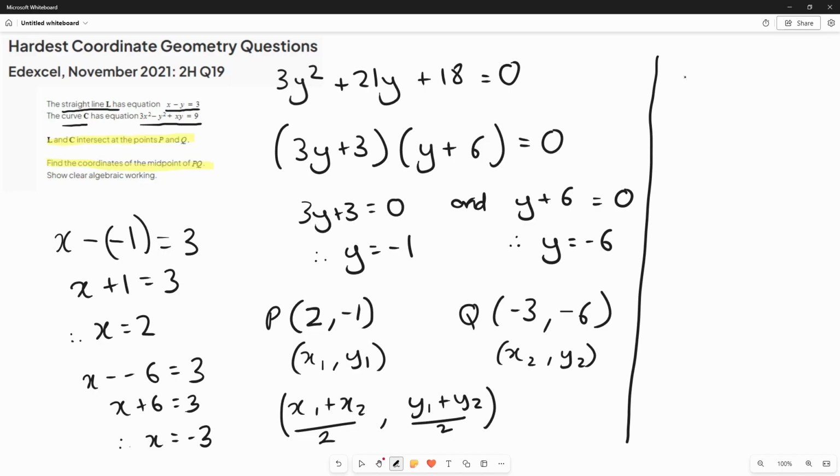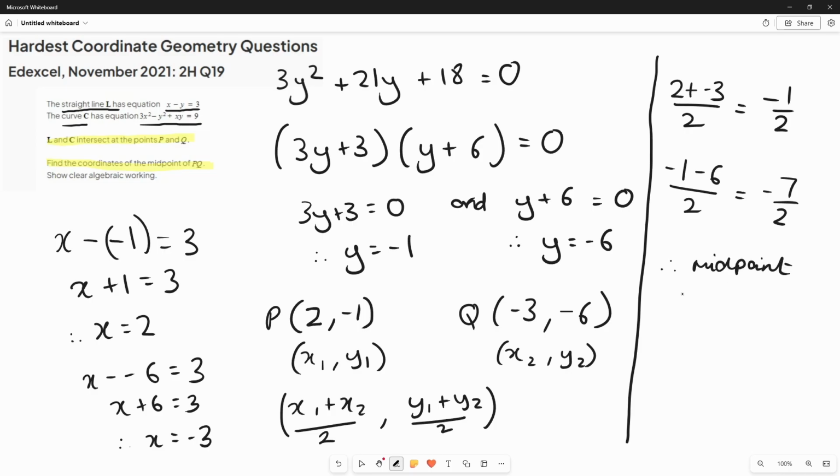To find the midpoint, we do 2 plus minus 3 over 2, which is equal to minus a half. For the y coordinate, we do minus 1 minus 6 divided by 2, which is minus 7 over 2. Therefore, the midpoint of PQ is minus a half and minus 7 over 2.